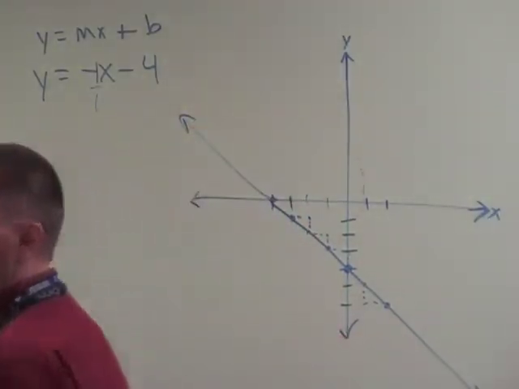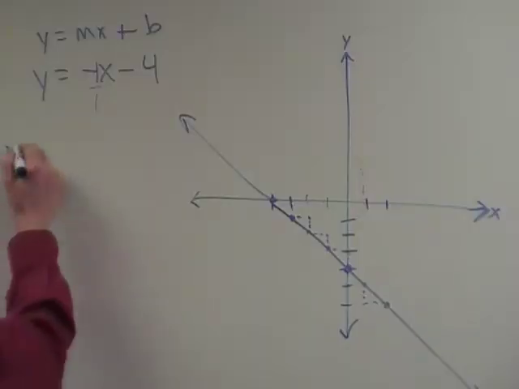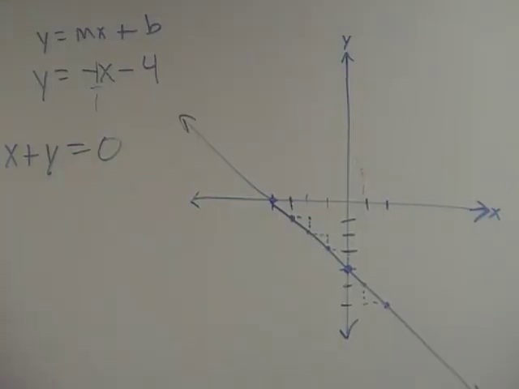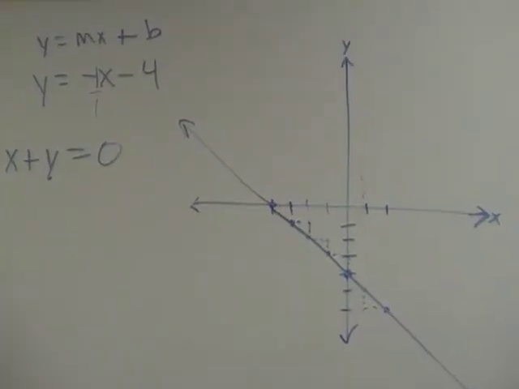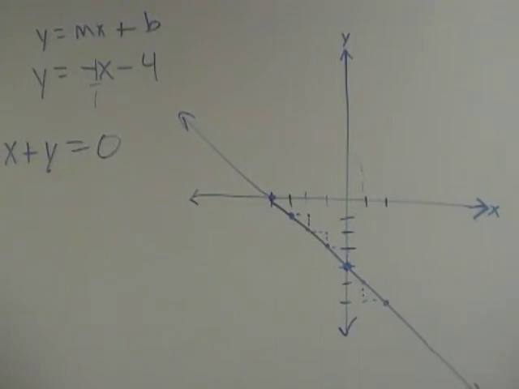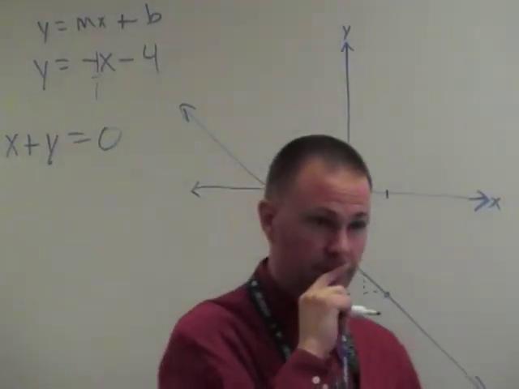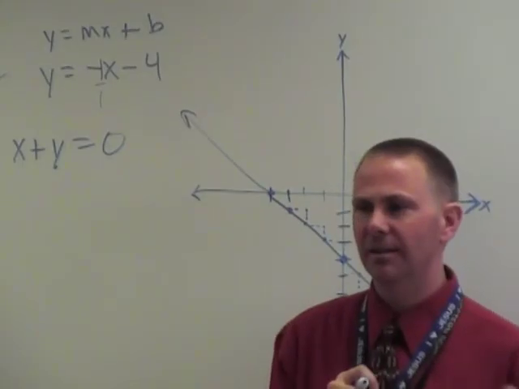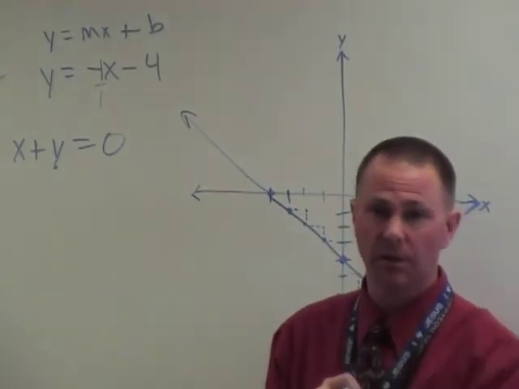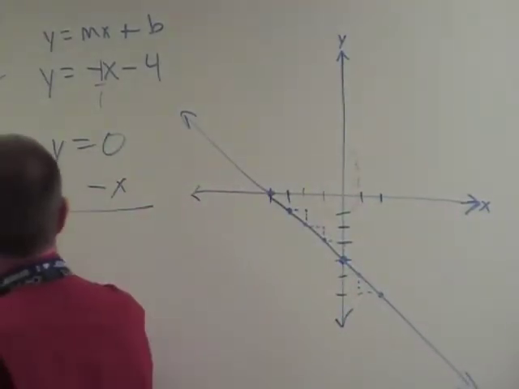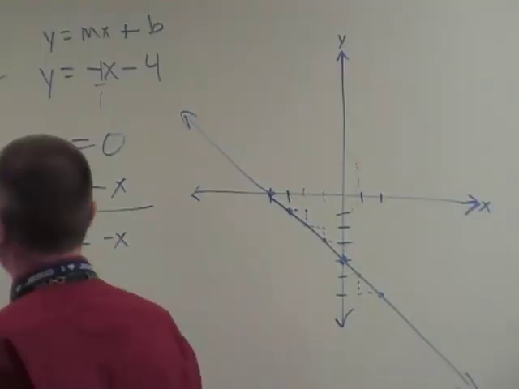Now, here's the next equation. x plus y equals 0. What's wrong with that? That's right. y is not by itself. So you've got to get y by itself before you start. You have to subtract x from both sides. So now you have y equals negative x.